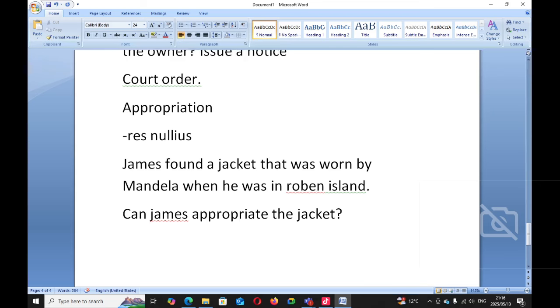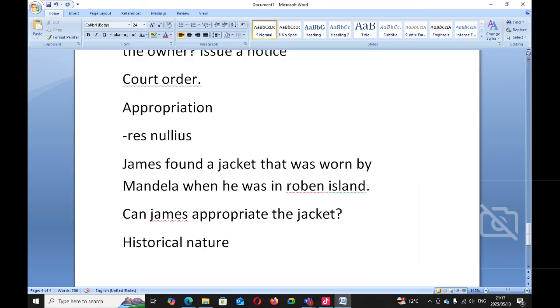Is the jacket res nullius? No, the jacket is not res nullius because it was worn by Mandela. So that means the jacket is Mandela's jacket. It means that the jacket is of a historical nature. That's why you mentioned that even if something belongs to a museum, it cannot be res nullius. Yes, so because of the historical nature, it belongs to a museum.